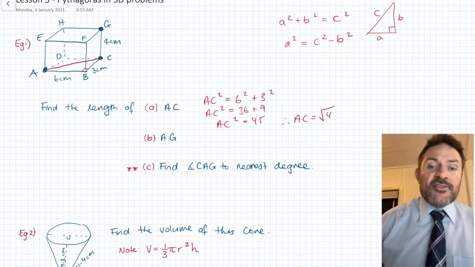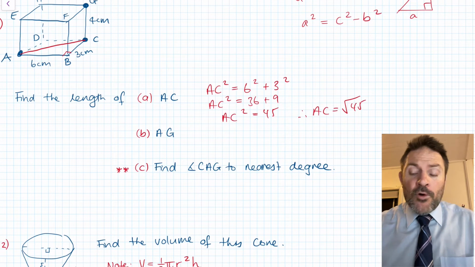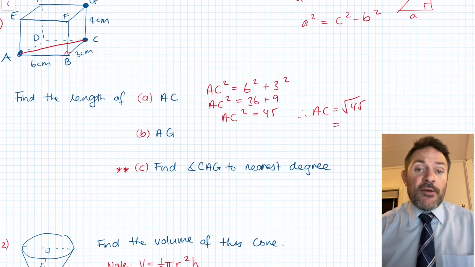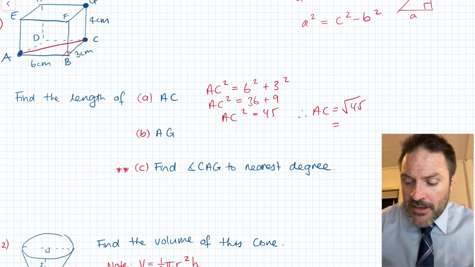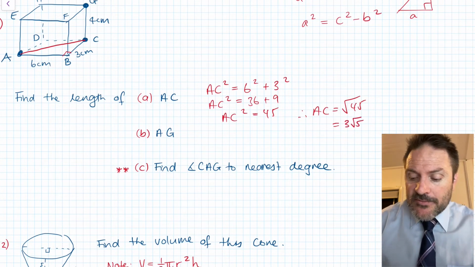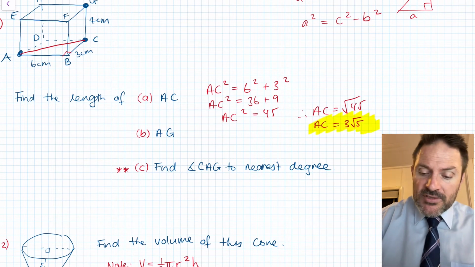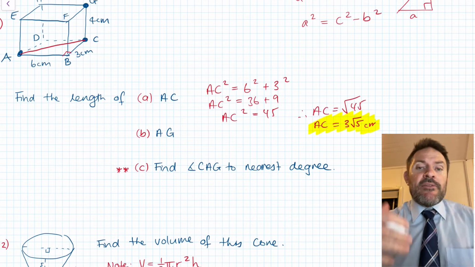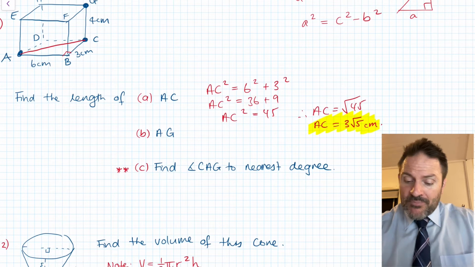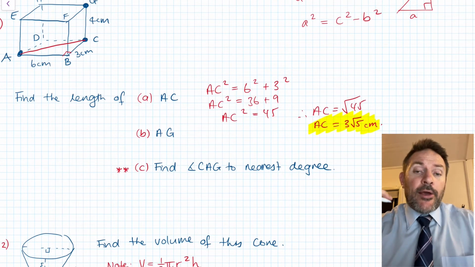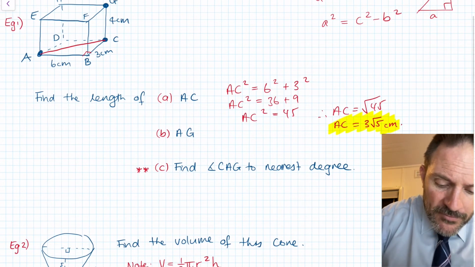Now, one of the things that I think you should start getting used to as well is not leaving it in that form. You should know that 9 fives are 45, therefore that's the same as saying 3 root 5. If it doesn't specify what the answer should be, I like to keep this in exact form. Of course, this is centimeters, so I'm going to put centimeters there. If it says to 1 decimal place or 3 sig figs, then absolutely use your calculator to do that. But in this instance, I'm going to leave it like that because it helps with the next question, believe it or not.